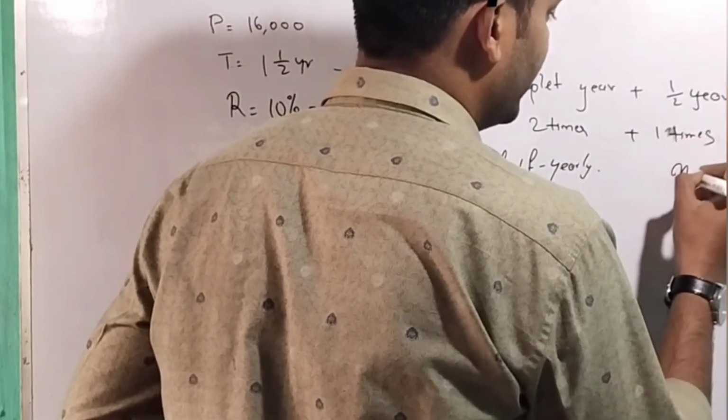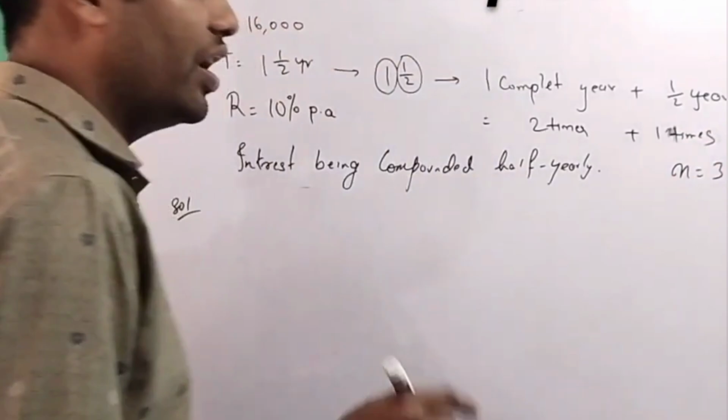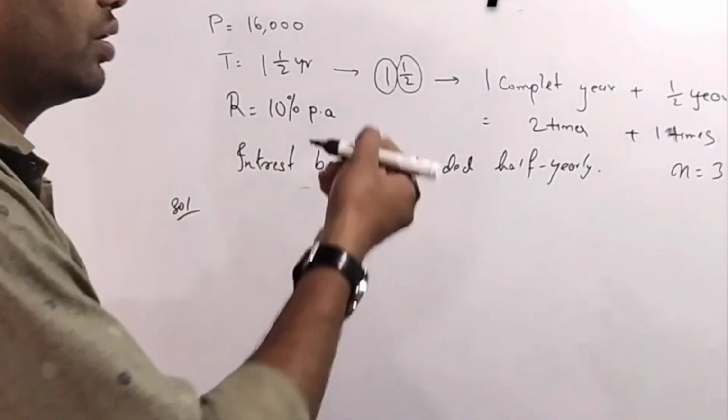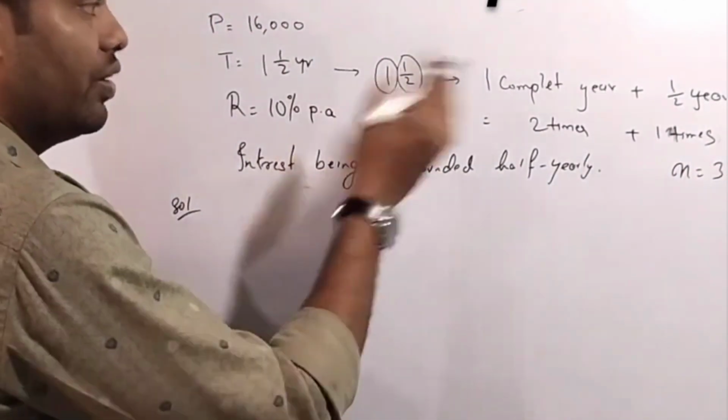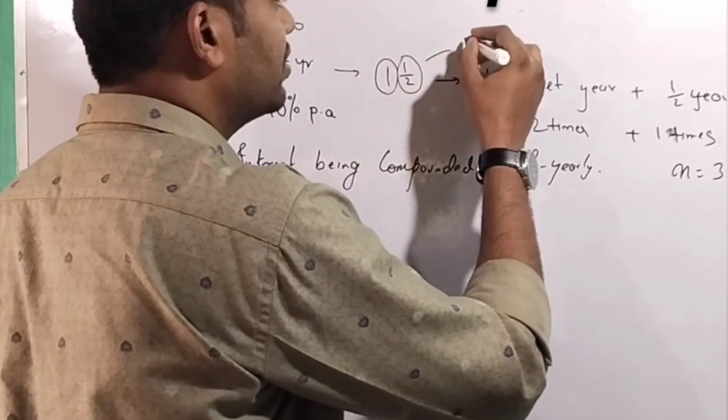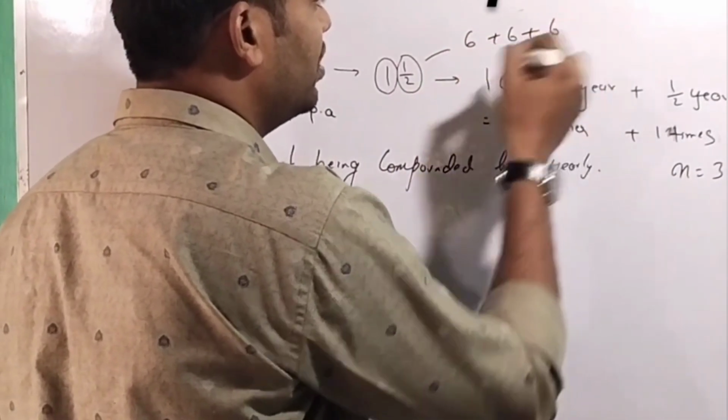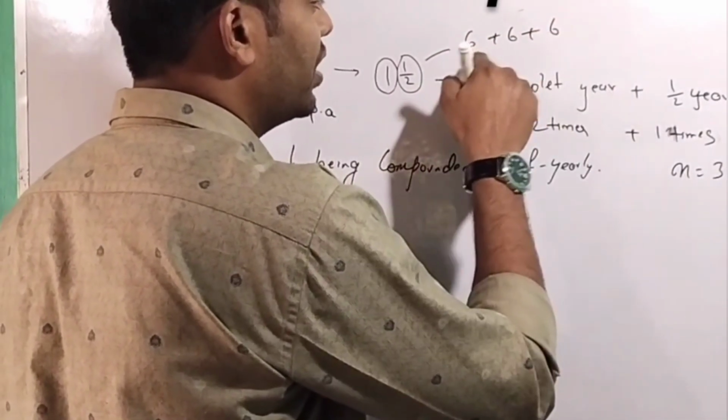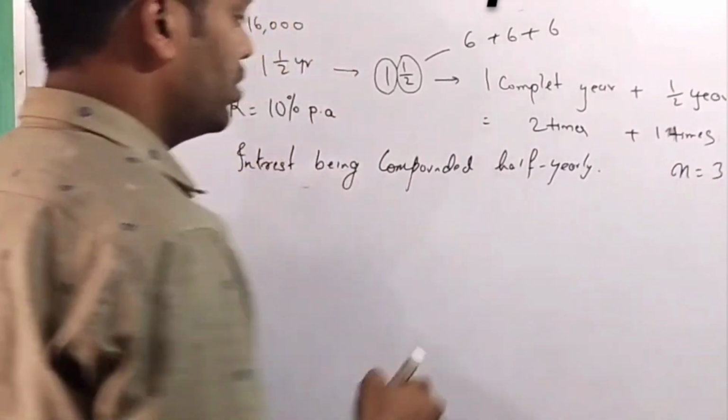So indirectly we can say n is equal to 3. n means the number of times that half yearly is coming. 1.5 years you can write like this: 6 months plus 6 months plus 6 months. One year is 2 half years, plus a half year. So 6 months, 1 time, 2 times, 3 times. n is equal to 3.